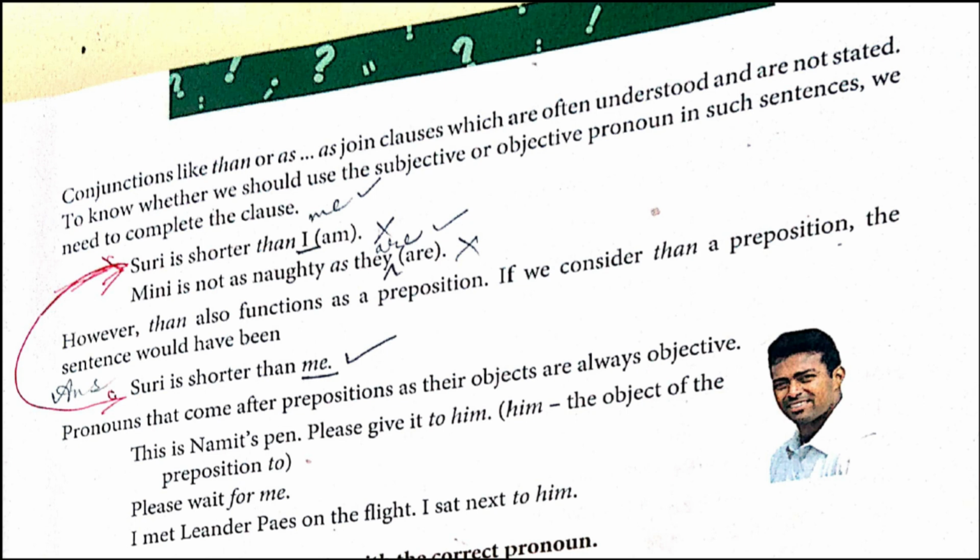Be careful. I met Leander Paes on the flight. I sat next to him. So here, I met Leander Paes, the name is given, on the flight, and in the exam, I sat next to dash will come. So I sat next to whom? Him. So him will be the object. It is on the objective side.